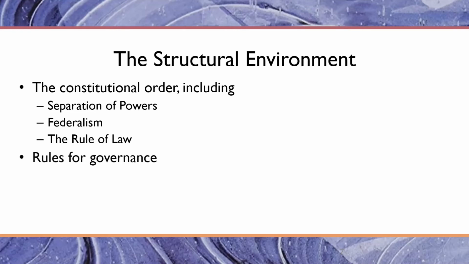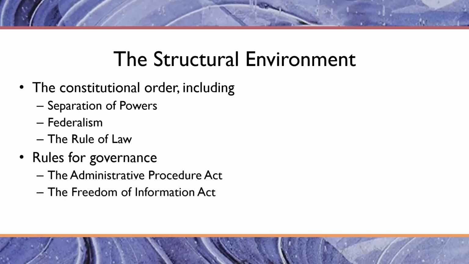Now, there's also some rules for governance that are a part of the structural environment. And what I mean by these are two enactments that structure the way in which the government does its business. There are a lot of other rules, but the two that I wanted to highlight are the Administrative Procedure Act, which is the law that governs how federal agencies announce that they're going to enact new regulations, and the Freedom of Information Act, which is an enactment that was passed in the wake of the Nixon administration to provide people with more information about what the government is doing. So those are two sort of rules that shape how our governance system works.